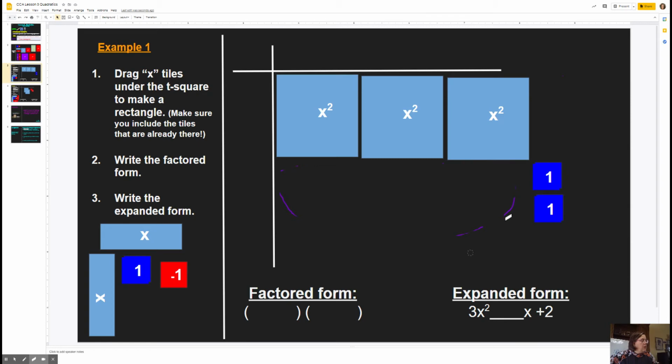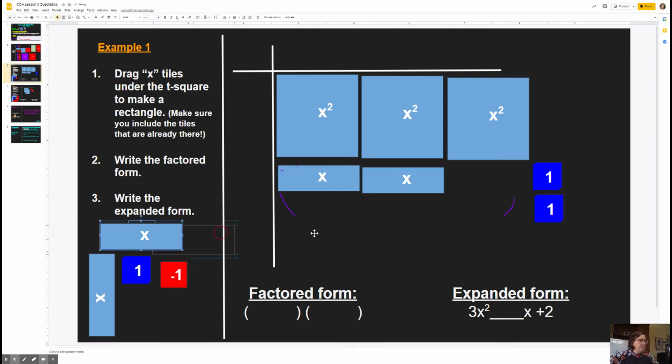All right, so what we're going to do here is I'm going to drag X tiles. Remember that the length of the 1 tile is the same as the width of the X. So I know that I can drag 3 X's underneath each of these X squareds because we know also the length of each X squared is X. And I'm going to fill that in, and notice I still don't have a complete rectangle. I need to bring 1 more row of X's here underneath it.